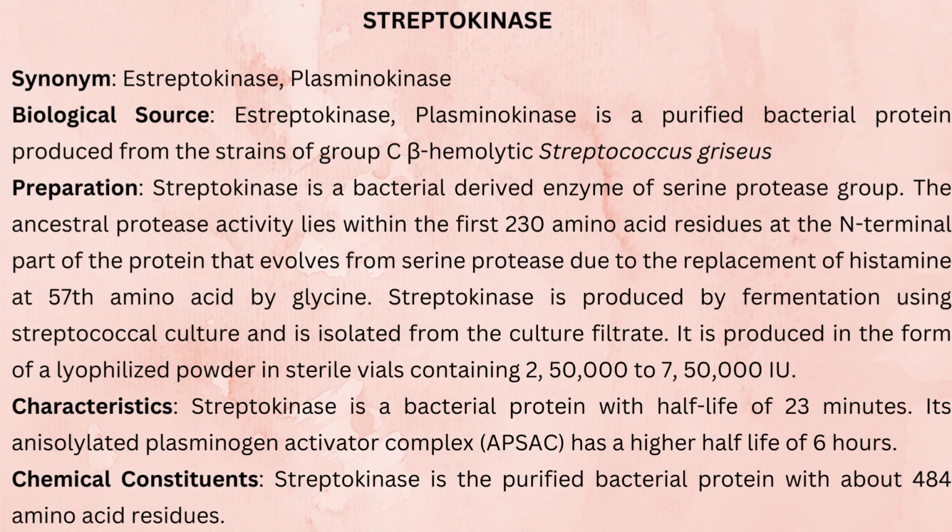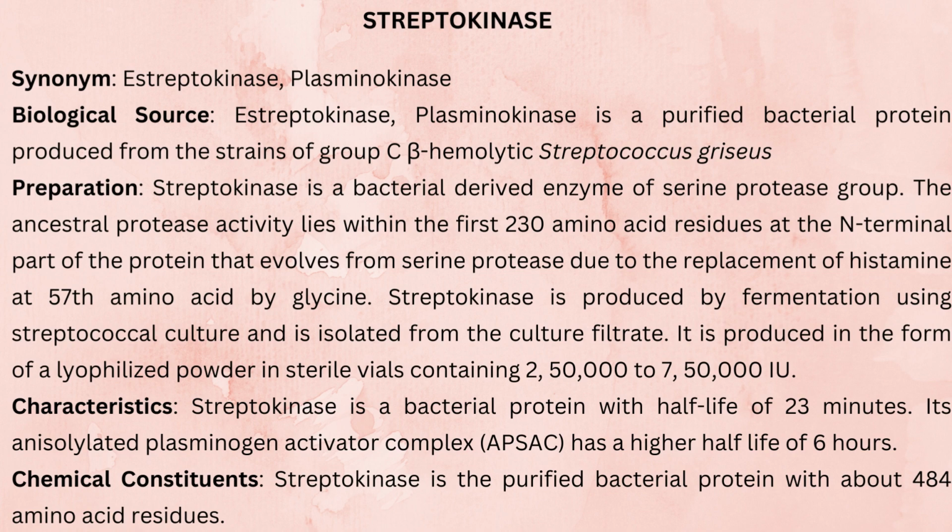The next enzyme is streptokinase. It's a bacterial protein obtained from the C group of strains of beta-hemolytic Streptococcus. It's an enzyme obtained from a microorganism. It is produced in the form of a lyophilized powder by a fermentation process using streptococcal culture. It is a bacterial protein with a half life of 23 minutes, and mostly it is a plasminogen activator.